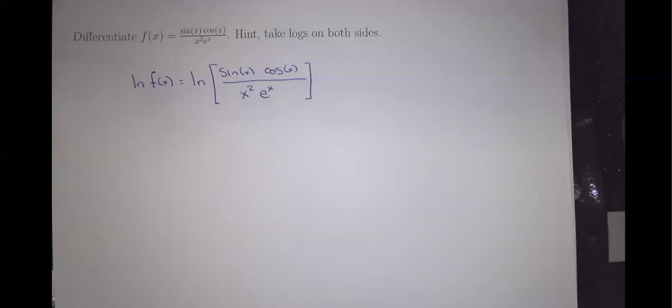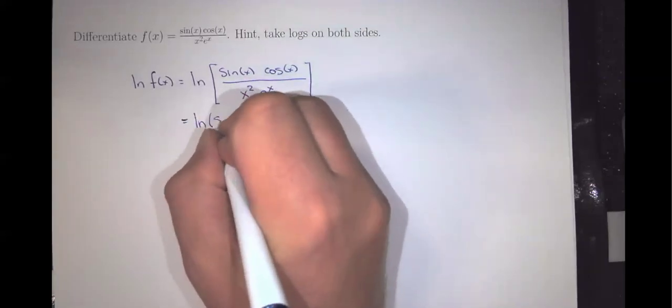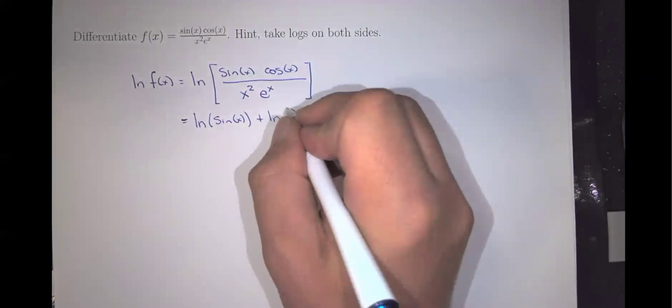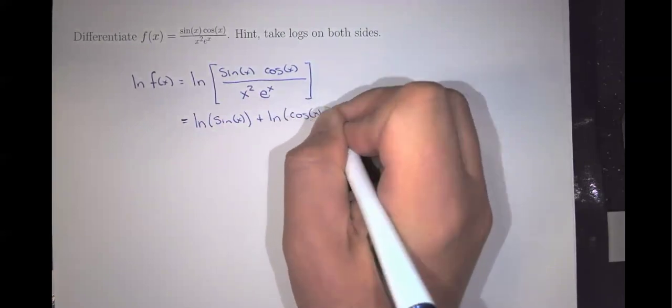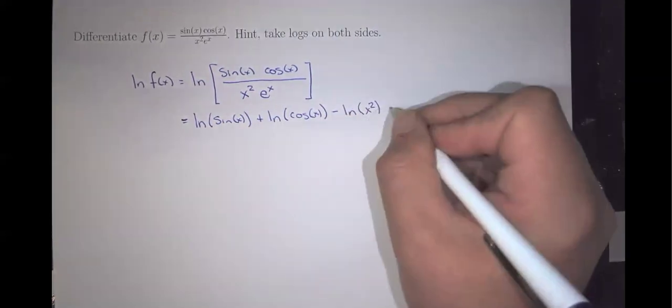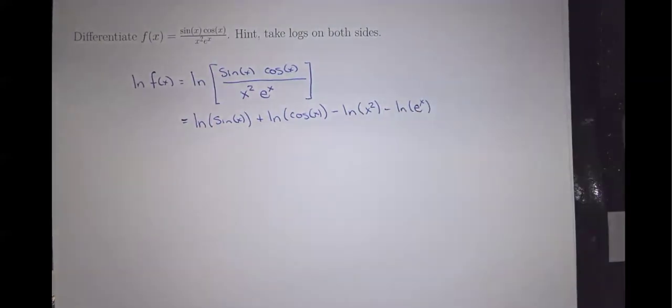Now initially that doesn't look like it's simpler, but if we use our rules of logarithms, we'll see that this is log of sine of x plus log of cosine of x minus log of x squared minus log of e to the x. And so by taking logs, we've got rid of the product rule piece and the quotient rule piece. Now we do have some chain rules here, but those are pretty easy.